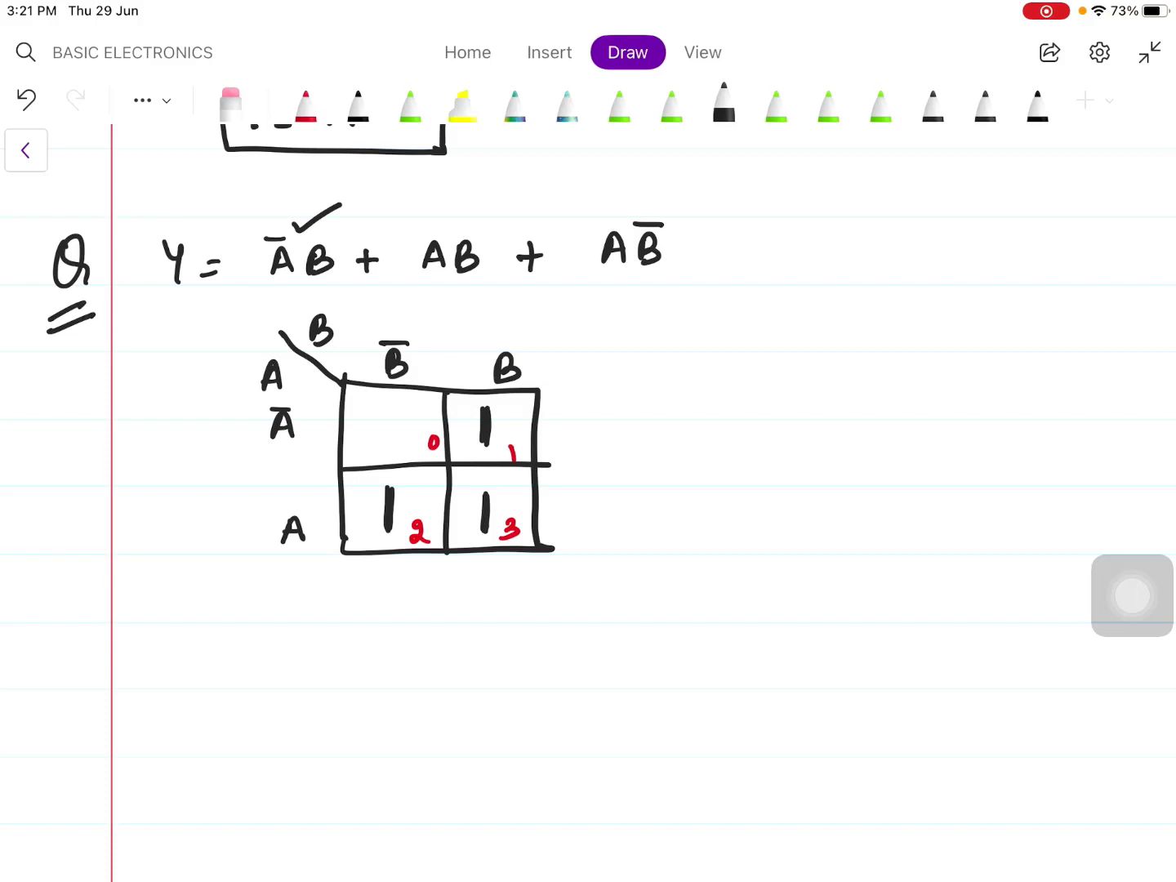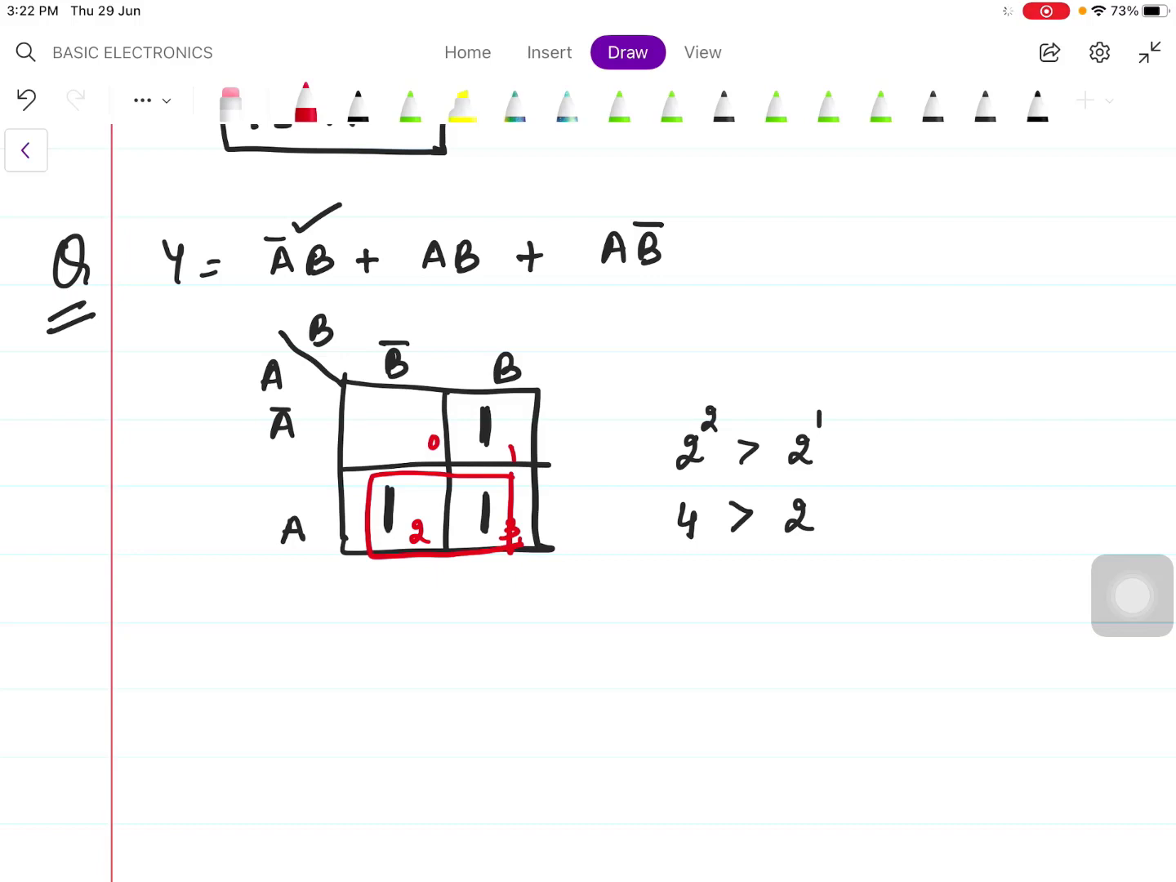Alright, now we have to search for the groups. So the biggest group that we have to search for is 4, which is not possible here. Then we have to search for a group of 2, which is possible. Now, how is it possible? You can group 2 and 3 number blocks, or you could have also grouped 1 and 3. But a combination of number 1 block and number 2 block is not possible because they are diagonal to each other. Only adjacent blocks can be grouped. So either you could have grouped 1 and 3 or 2 and 3.